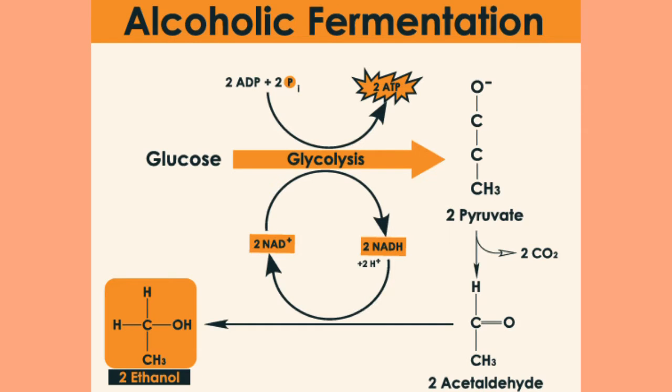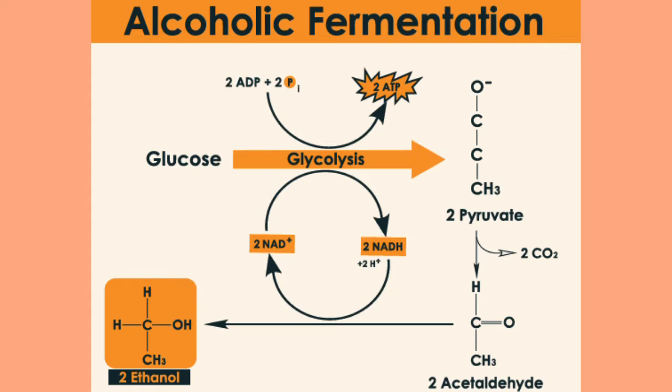In the alcoholic fermentation, glucose undergoes the process of glycolysis, forming two molecules of pyruvate. Hence, a net profit of 2 ATP was produced and 2 NAD+ were reduced to form NADH and H+.